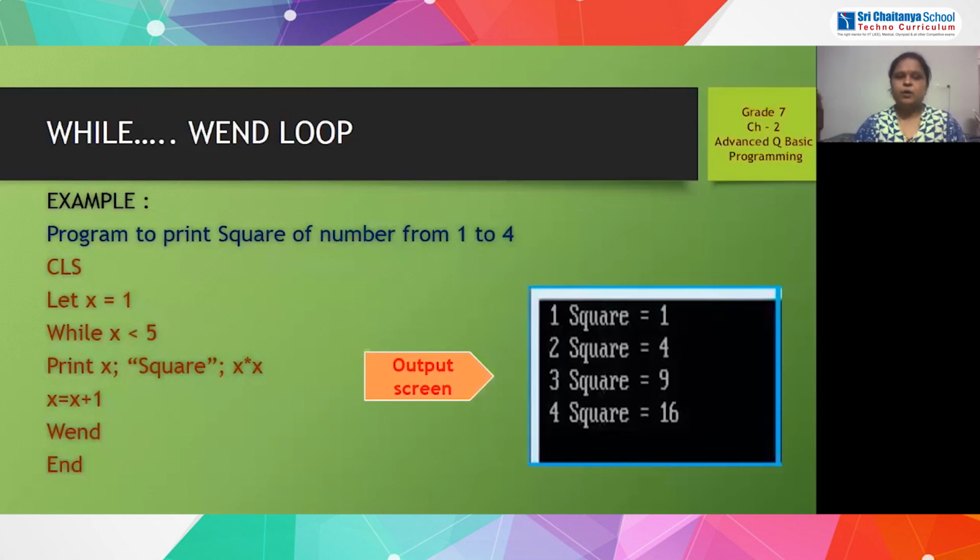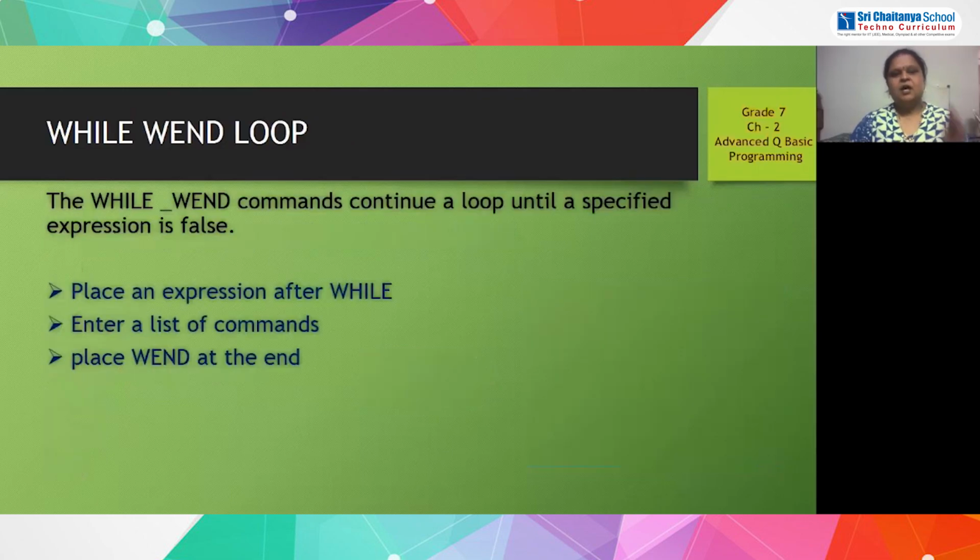Now let us learn about the while-wend loop. What is this while-wend loop? The while-wend loop is the loop which will continue for a certain number of times until the expression becomes false. Okay. So here what will happen? First we will write while. In front of the while we will write an expression to check the condition. Below that we will enter all the commands which we want to repeat, and then at the end, we will place the wend command to end the loop.